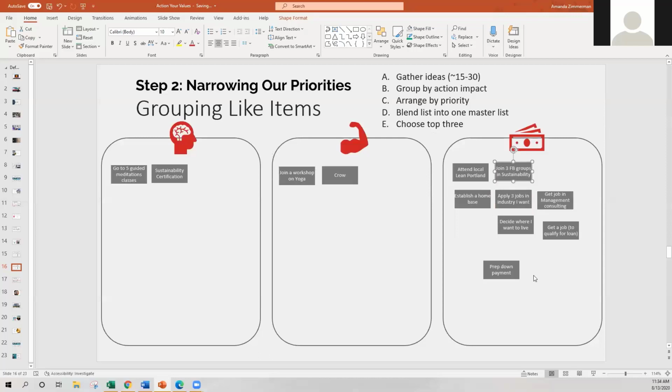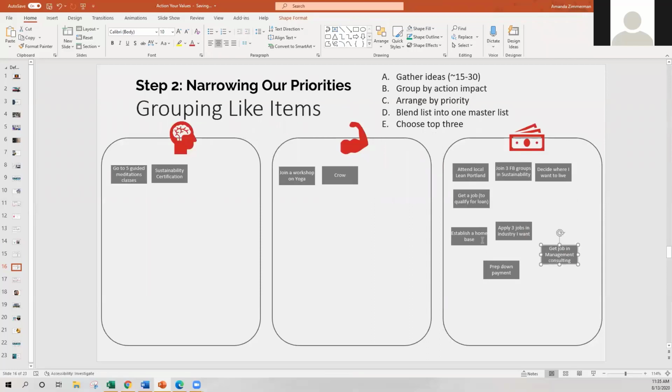Join 3 Facebook sustainability groups. Now, I have to decide where I want to live before I might get a job in that location, right? I want to apply for those jobs, so that one's going to go before. So I'm going to decide where I want to live, and I'm going to apply for some of those jobs. These 2 might be the same or similar.